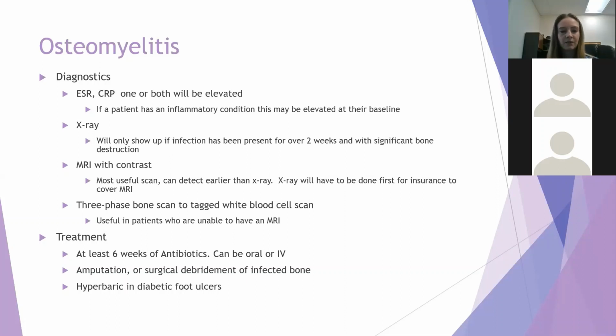For treatment, they're going to have at least 6 weeks of antibiotics, oral or IV. It can be amputation, surgical debridement of the infected bone, and in diabetic foot ulcers, it can be hyperbaric therapy.